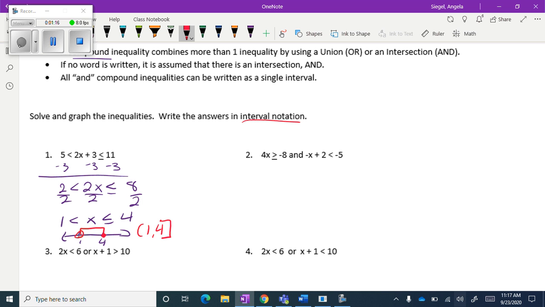Okay, so I want you to try this one and this one. Treat each of these as their own and just solve for x. Same thing with down here. Treat each of these as their own and solve for x.